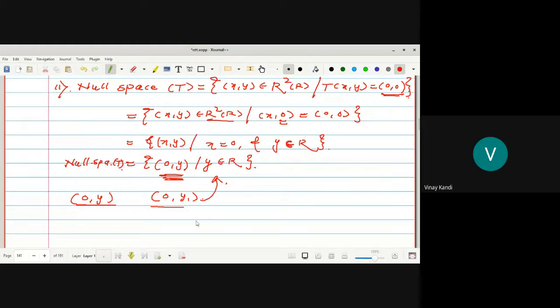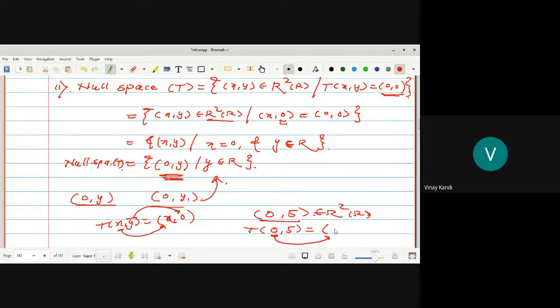For example, look at this one. Suppose we take the element (0, 5) from R2 over R. This is an element from R2 over R. Now if we apply T on this element, what do we have? T of (X, Y) is equal to (X, 0). The X term is as it is, and the Y term must transform to 0. So here what is X? 0. So the X term is as it is, 0, and the Y term must be transformed to 0. Now look at here, this is the zero vector of R2 over R.